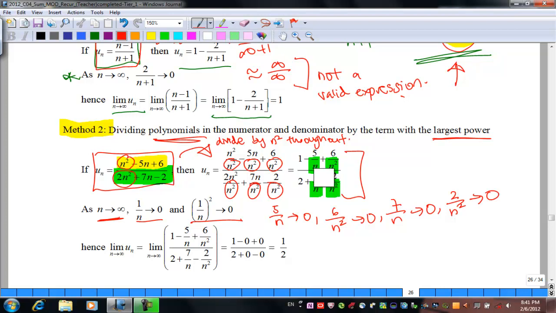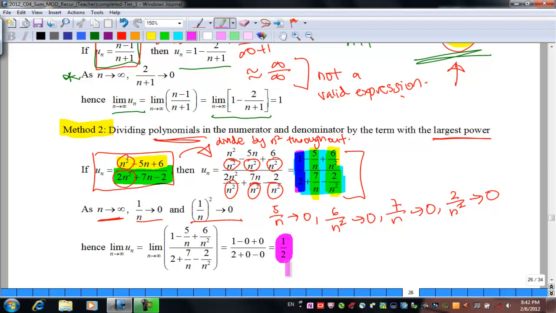if I clean up a bit, okay, what happens is, in this whole fraction highlighted in blue, now, this is going to go to 0, this, 6 over n squared also goes to 0, 7 over n goes to 0, minus 2 over n squared also goes to 0. Therefore, what am I left with? I am left with 1 over 2. So my answer will simply be half.